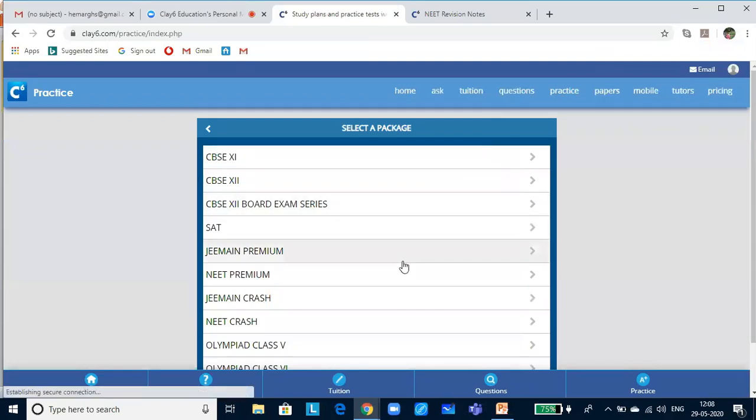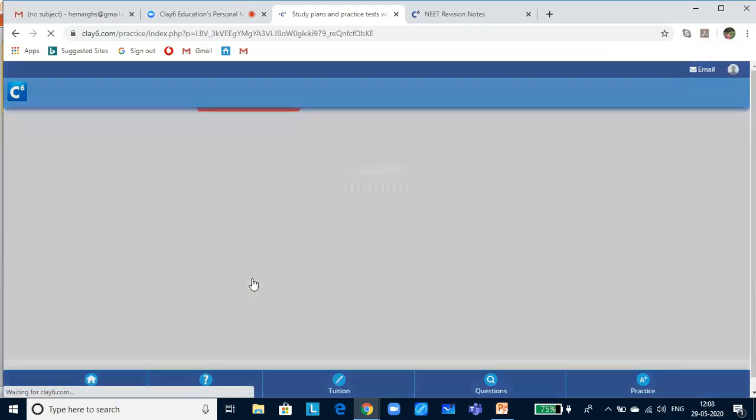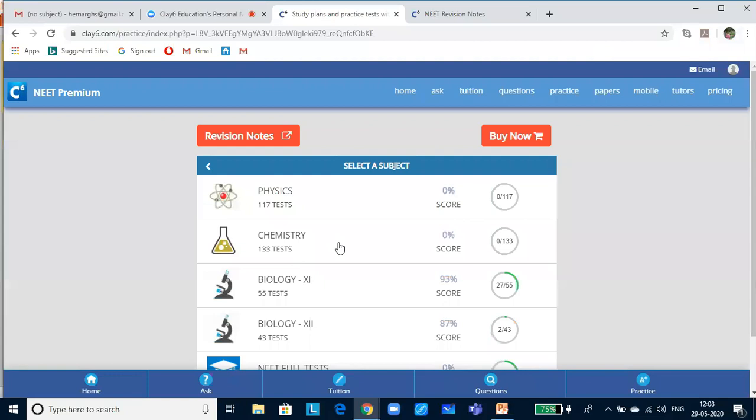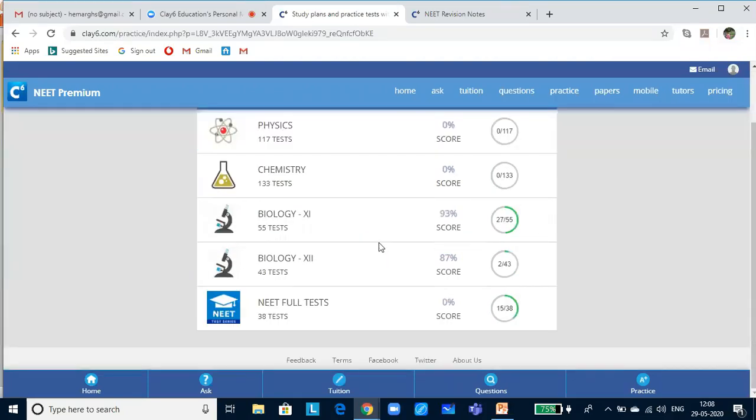You will get a lot of packages. Since we are doing NEET classes, let me click on NEET Premium. And here you will find a lot of tests in physics, chemistry and biology, and NEET full tests. Since we are starting with class 12 portions, let me click on class 12.